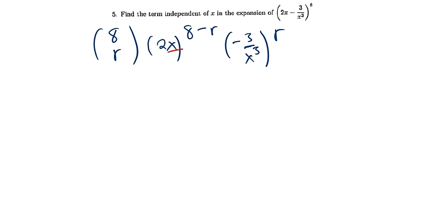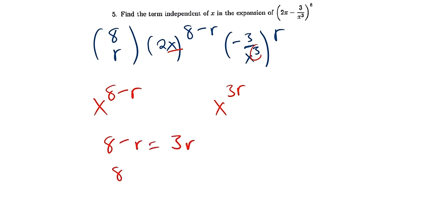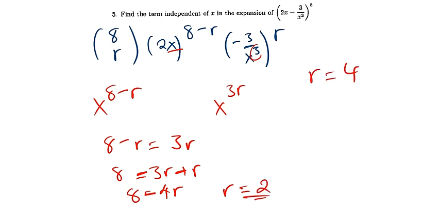So for this part, x will be raised to the power 8 minus r. The other part, it will be this 3 times that r, so that will be x to the power 3r. So that's going to be 8 minus r is equal to 3r, and then 8 is equal to 3r plus r there, and that gives us 8 is equal to 4r, and then r becomes 2. So r is equal to 2, which can now be called the 3rd term.